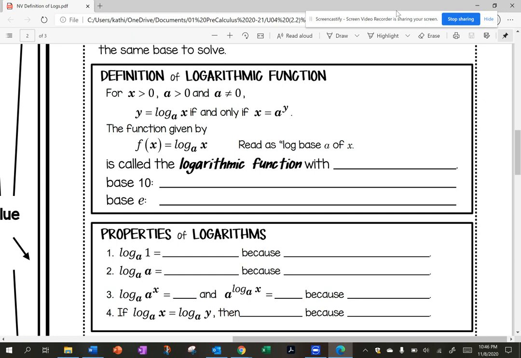All right, let's start out with some basics. The definition of a logarithm is for x greater than 0, a greater than 0, and a not equal to 1, y equals log base a of x if and only if x equals a to the y. So the first thing I notice is x has to be greater than 0. So this is a domain restriction.